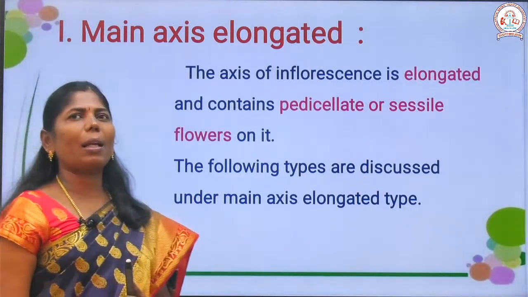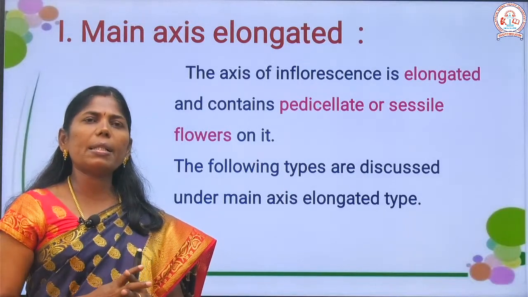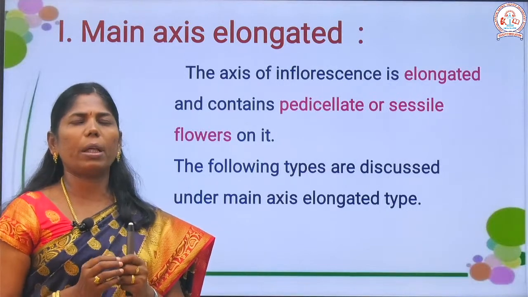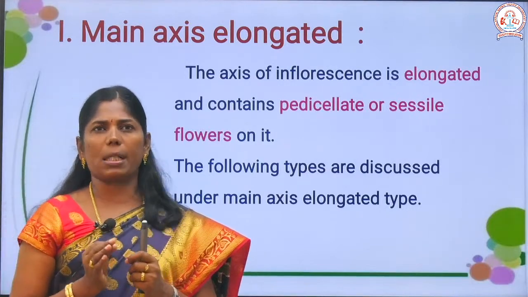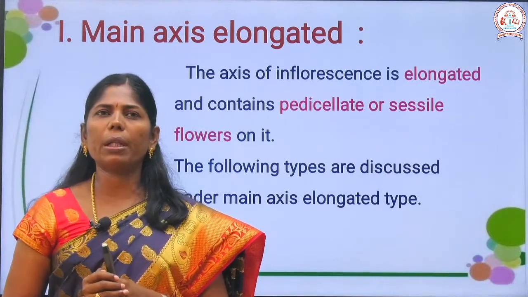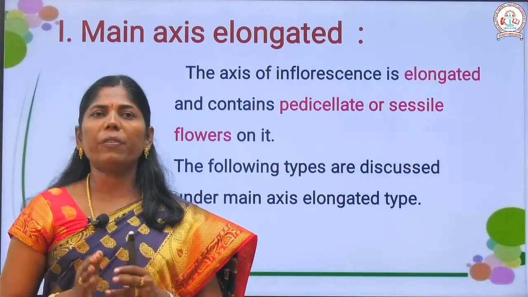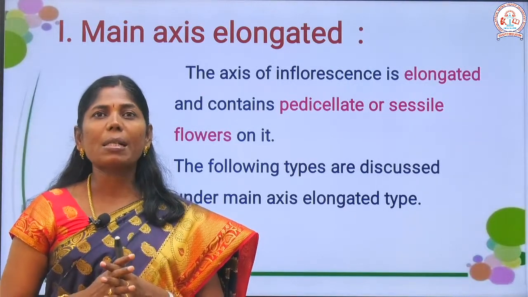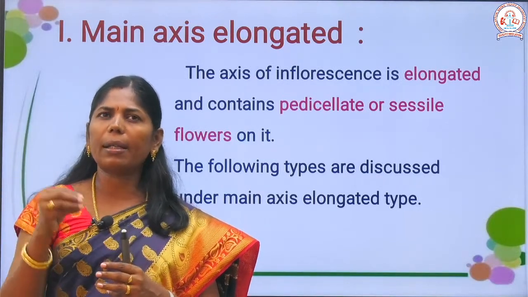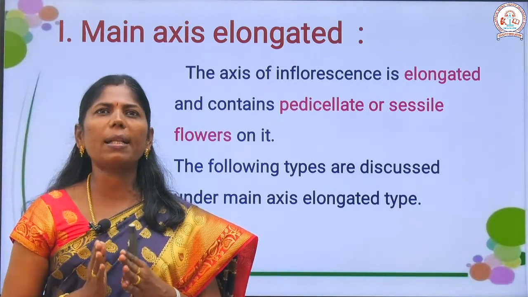Main axis elongated: the axis of the inflorescence should be elongated. What is the main feature? They have pedicels. The stalk of the flower is called the pedicel. The stalk of the leaf is called the petiole. If it has a pedicel, they are called pedicellate flowers. If there is no pedicel, they are known as sessile flowers; they are directly attached to the main branches without a stalk.